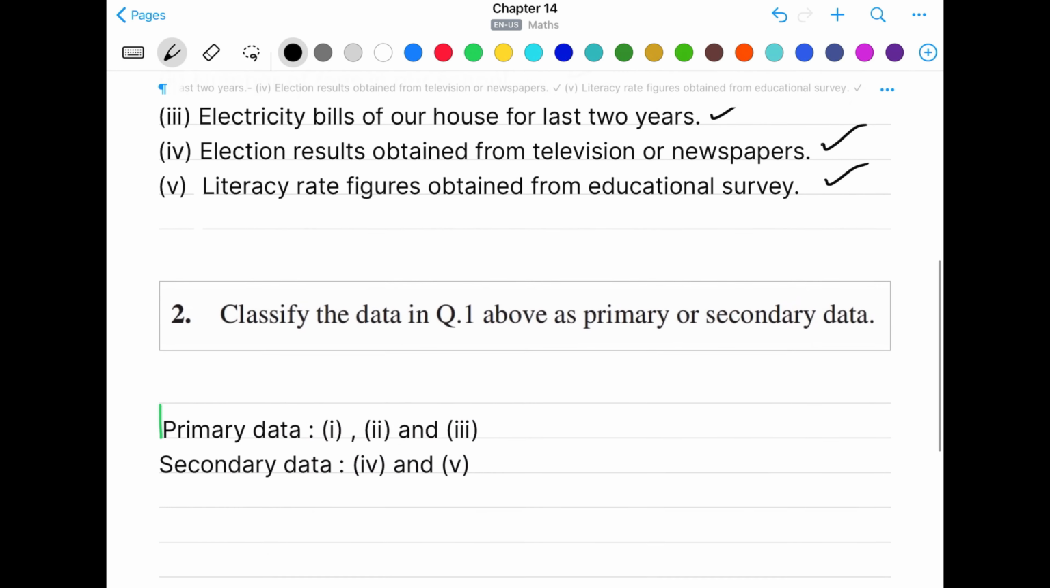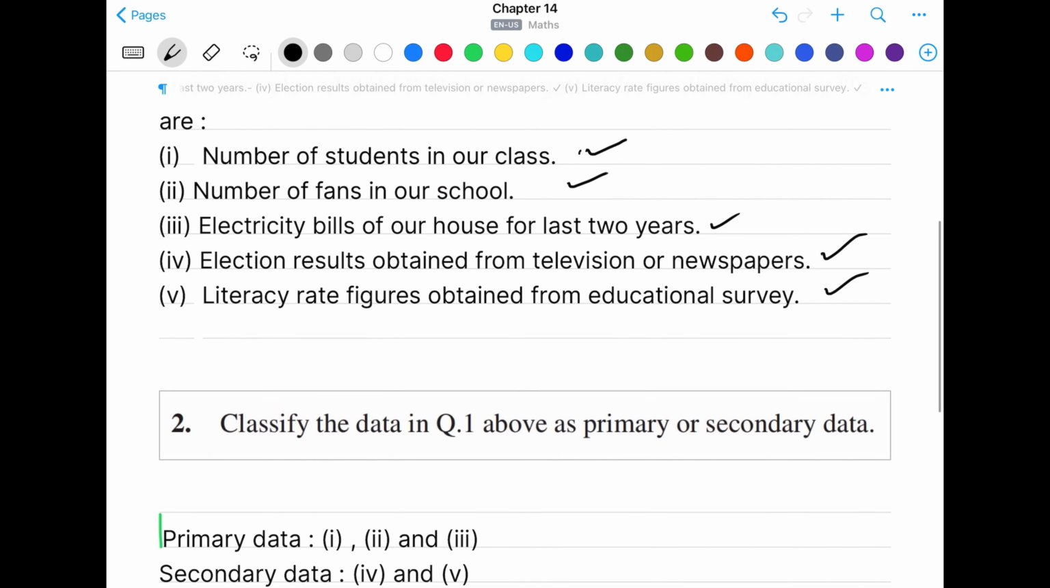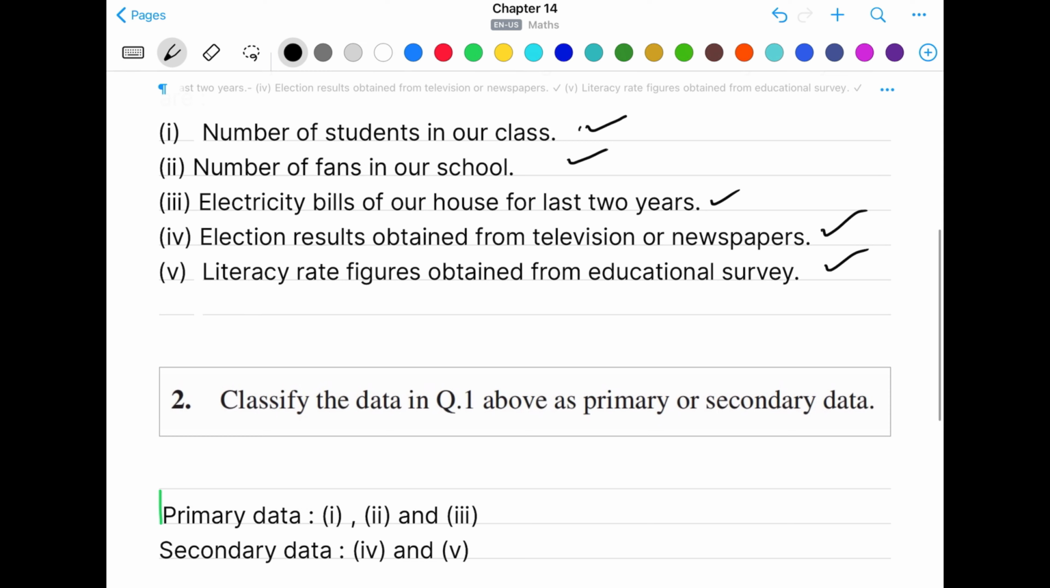Now the next question is: classify the data in question 1 above as primary or secondary data. So we have written certain information here, and now we have to categorize it as primary data or secondary data. That means data which we can collect by ourselves will come under primary, and data for which we have to rely on another source will be called secondary data.